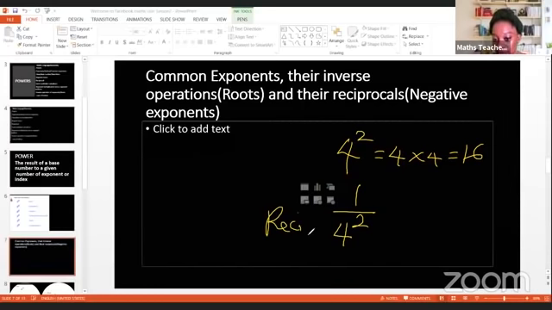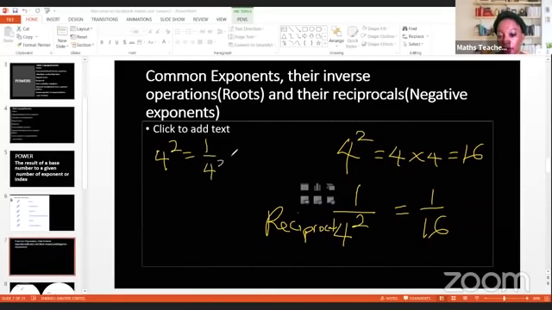So if I write that down, and if you're taking notes, please write that down as well. So this is the reciprocal of 4 squared, and this will be the same thing as 1 over 16. So if you are asked in GCSE, what is the reciprocal of 4 squared, you know it is 1 divided by 4 squared, which is 1 over 16.